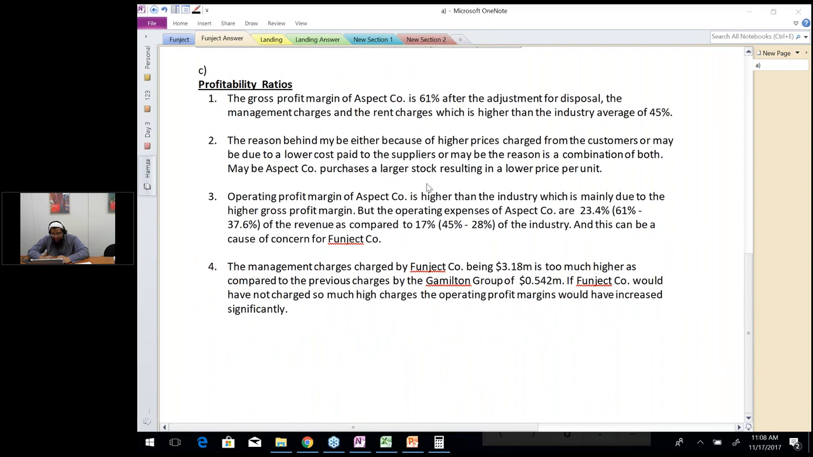Are you people getting this point which I've just discussed? Okay, that's good. So we have said that the management charges charged by Funjet company, being 3.18 million, are too much higher as compared to the previous charges by the Gemmelton Group of 0.542 million. If Funjet company would have not charged so much high charges, the operating profit margins would have increased significantly. So the reason behind this is actually the management charges.